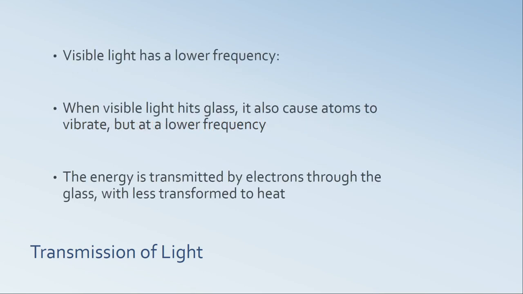Our visible light, the light that we can see, has a lower frequency. And when this visible light hits glass, like window glass, it also causes the atoms to vibrate, but at a much lower frequency than ultraviolet light. So some of it is transformed into heat by the motion of the atoms, but a lot of the energy in visible light is transmitted by electrons through the glass.